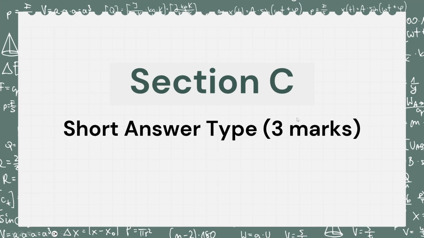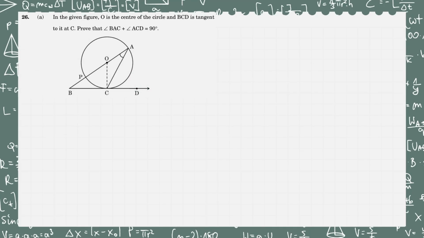Let us solve section C. Short answer type, 3 marks each. Question 26 has two choices. The first one is: in the given figure, O is the center of the circle and BCD is tangent to it at the point C. Then prove that angle BAC plus angle ACD equals 90 degrees.